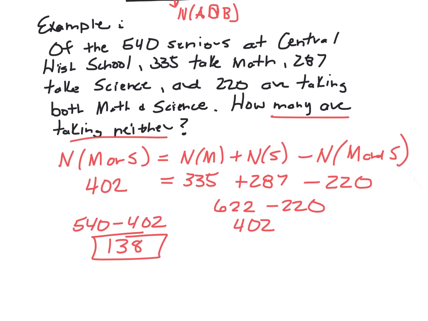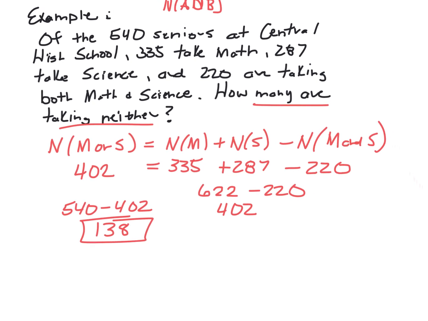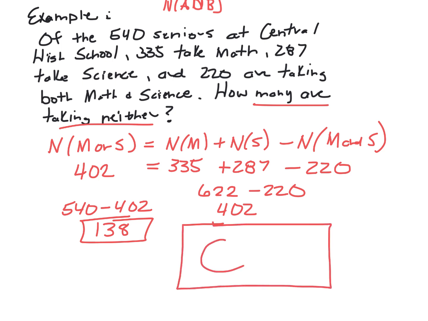Now we could set this problem up using a Venn diagram also. For my Venn diagram, I'd make a box. And then I'd have my overlapping circles, which I would call math and science. My union here, I have 540 seniors. So I have 4 sections in this Venn diagram. All 4 of them must add up to be 540. It says that 220 are taking both. That would go in the middle there, the overlapping section.